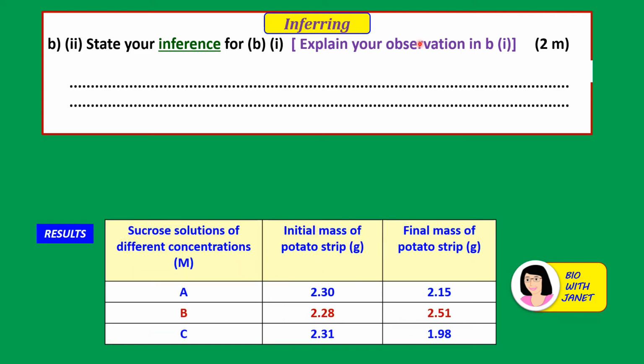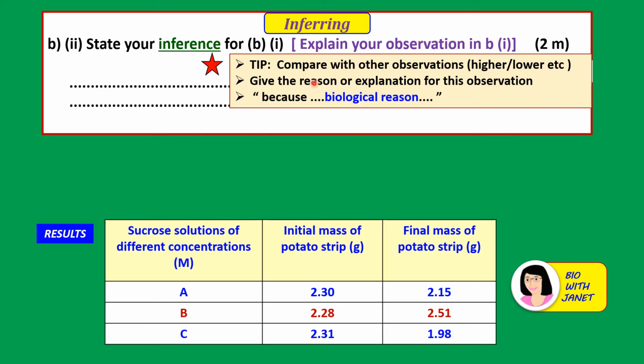So these are the results of the experiment, and let's look at the tip here. For inference, you have to compare with the other observations, see what's the difference, whether the result is higher or lower. And then after comparing, you give a reason for the observation. You can use the word because. So looking at our results here, take note that is the observation for B1, which is related to the second sucrose solution, B.